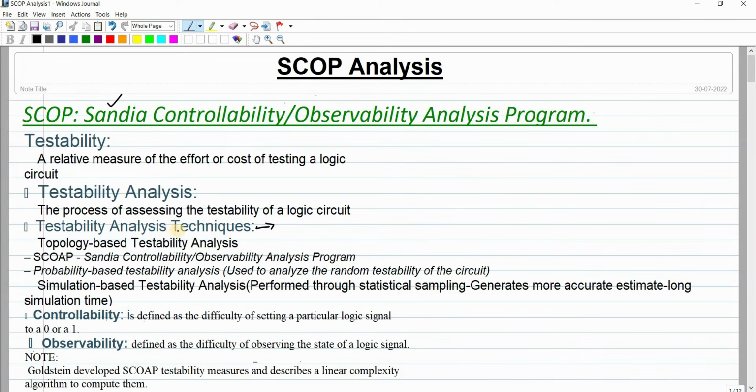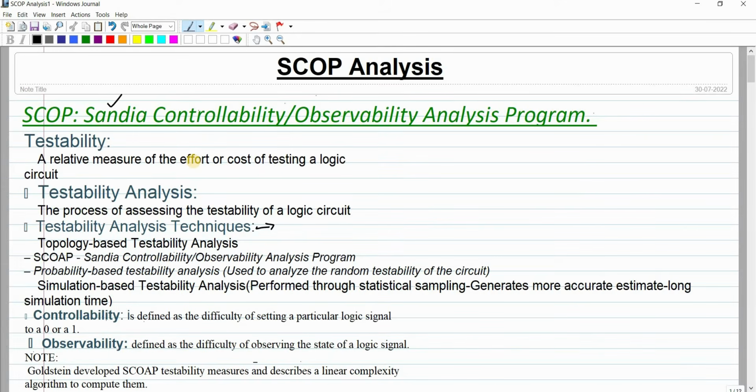Before discussing SCOAP analysis, let's discuss what is testability and what are the different types of testability analysis techniques available. Testability, a relative measure of the effort or cost of testing a logic circuit, is called simply testability. Testability analysis means the process of assessing the testability of a logic circuit. If you assess the testability of a logic circuit, it is called testability analysis.